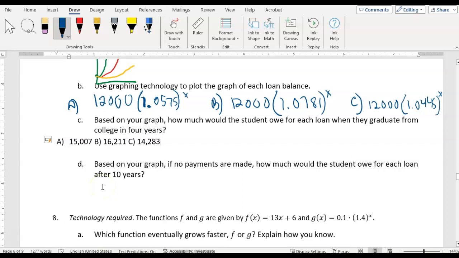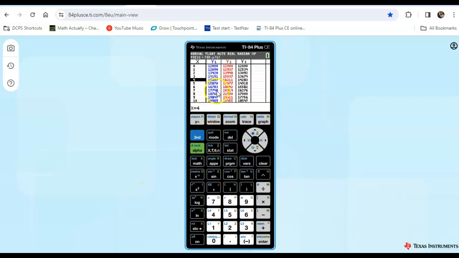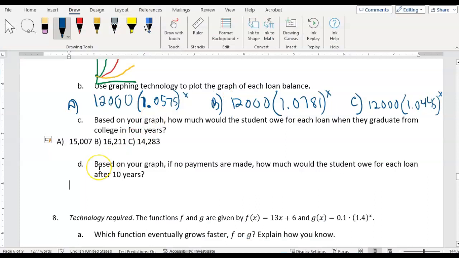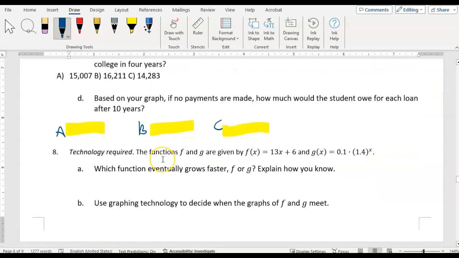If no payments are made, how much would the student owe for each loan after 10 years? So again, you're going to go in and look at what it is at the 10-year mark, right? How much will each loan owe after 10 years? So you can go ahead and fill in for A, B, and C what those loans would be after 10 years using that table in your calculator. That's on you to do.